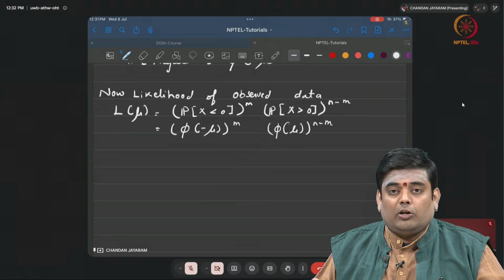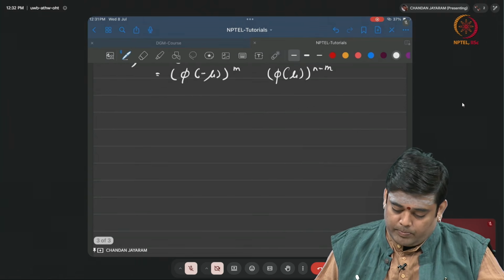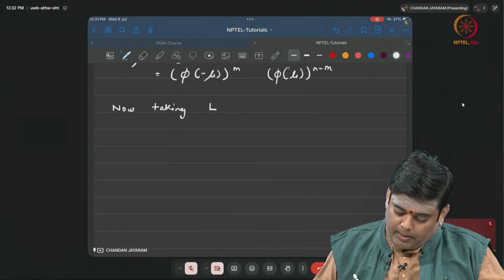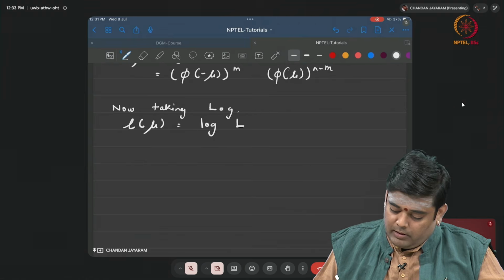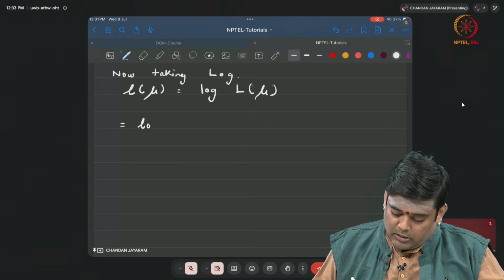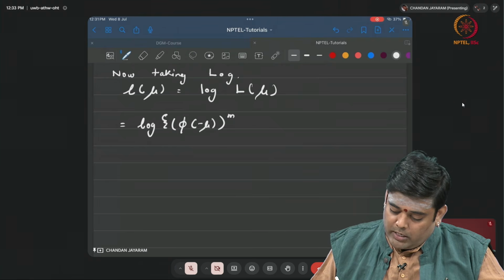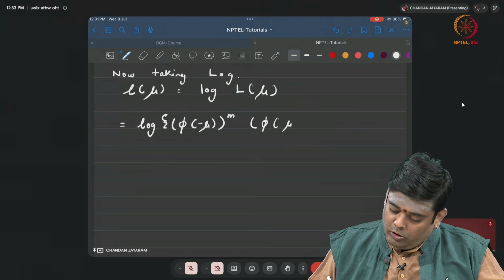Now what do we normally do? We take the log. Taking the log, which we represent by small l of mu, is log of capital L of mu. This is log of phi of minus mu to the power of m, into phi of mu to the power of n minus m.